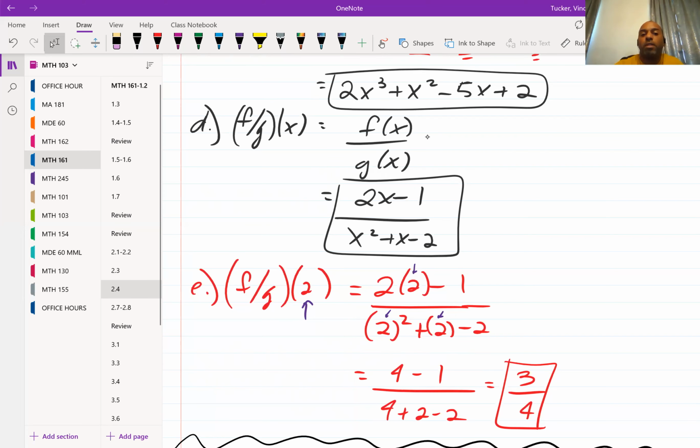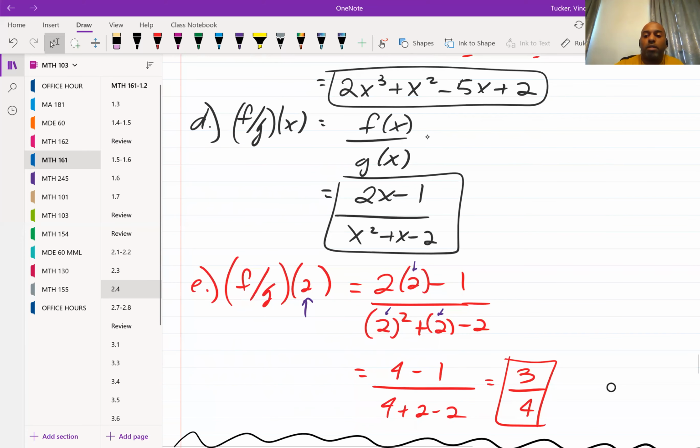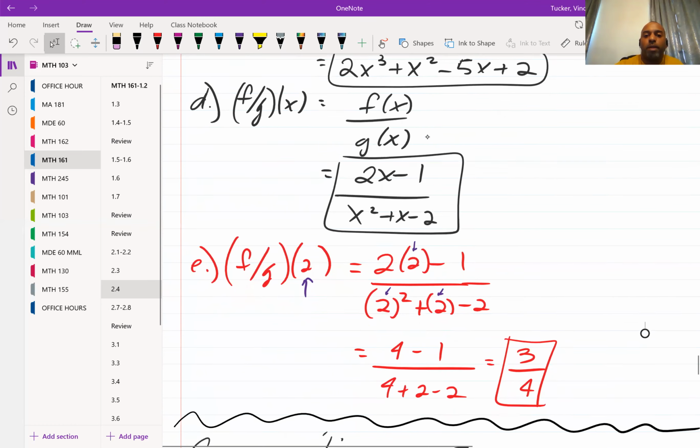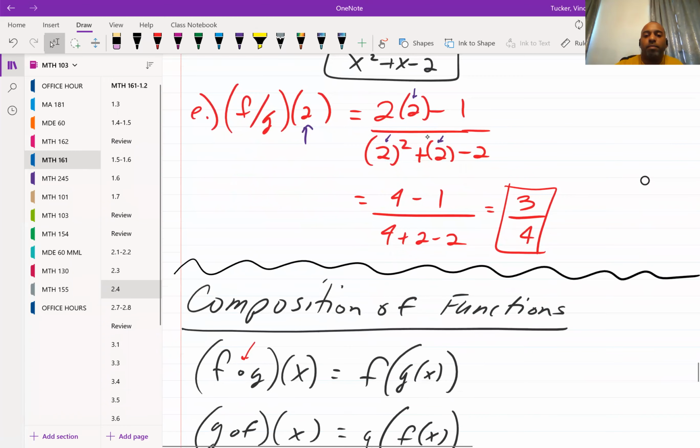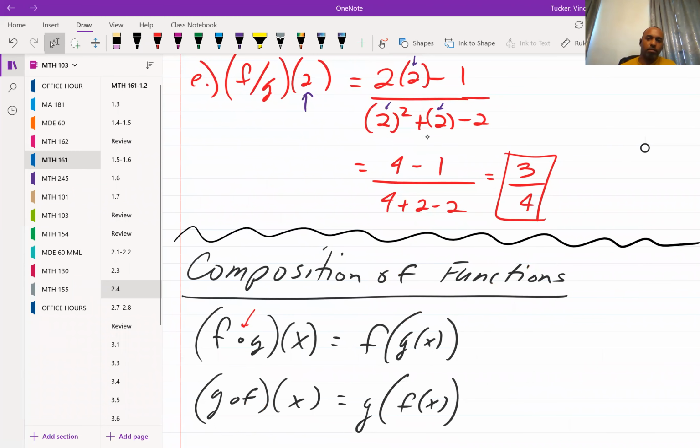All right. I scroll up. Everybody good? All right. The composition of functions. We used to call this f of g of x and g of f of x. That is a circle.